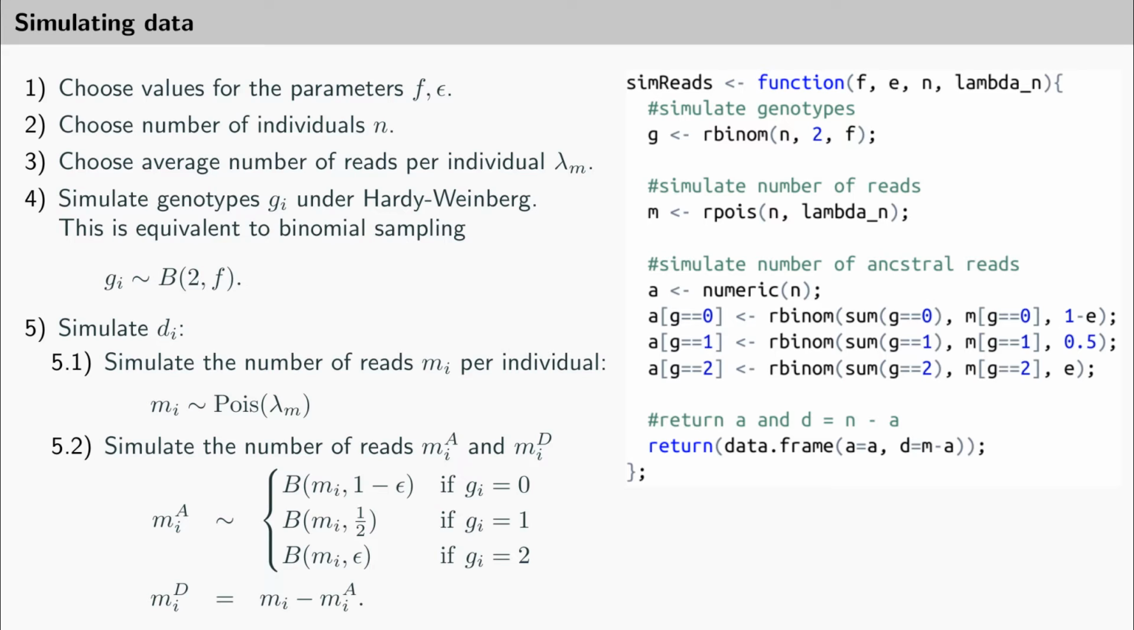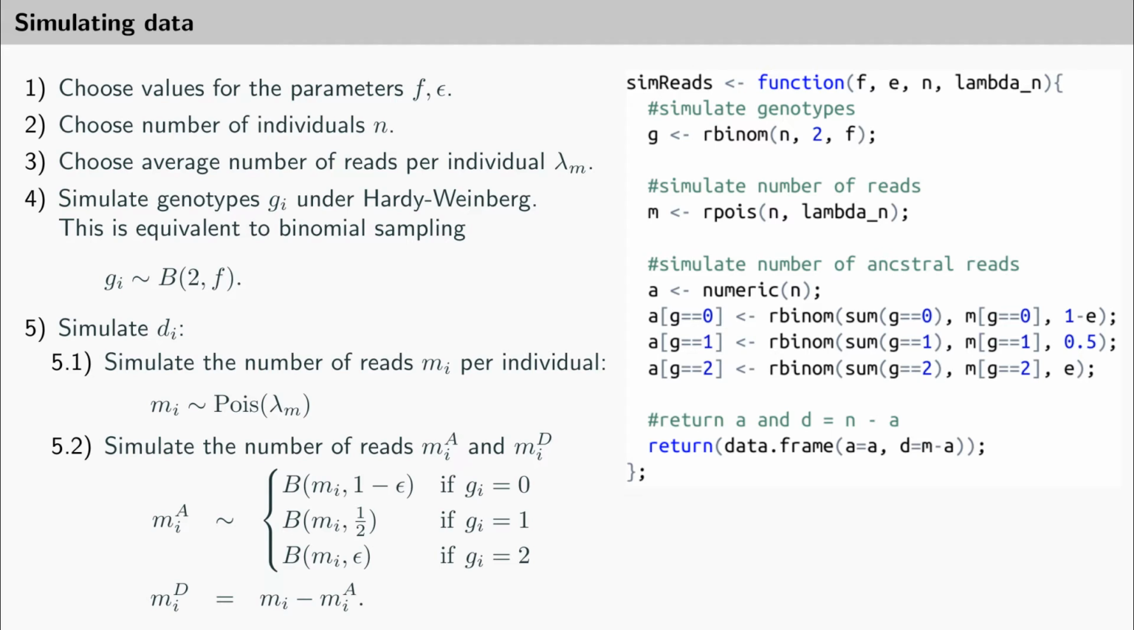So for all individuals that have a genotype of 0, we draw a random number from a binomial distribution with probability 1 minus epsilon. For all individuals that have genotype 1, we draw a random number from a binomial distribution with probability 1/2. And finally, for all the individuals that have genotype 2, we draw a random number from a binomial distribution with probability epsilon. Finally, this function returns the data as a data frame, both by returning the number of ancestral alleles as well as the number of derived alleles, which is simply m minus a. Note that here, a and d are both vectors, so this data frame has the number of rows equal to the number of individuals.